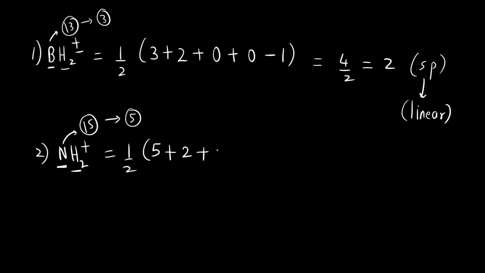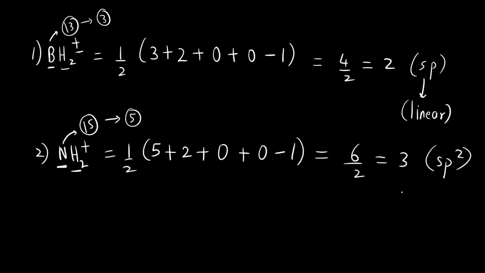Plus how many hydrogen? 2. How many halogens? 0. How many negative charges? 0. How many positive charges? 1. So -1. Okay, 5 plus 2, 7. 7 minus 1, 6. So 6 divided by 2 is 3. 3 means 3 orbitals, 1s, 2p. So sp2 hybridization, what will be the geometry? Trigonal planar.